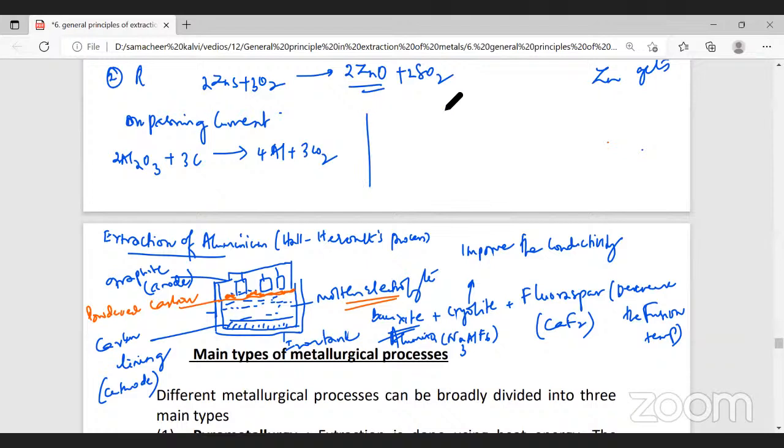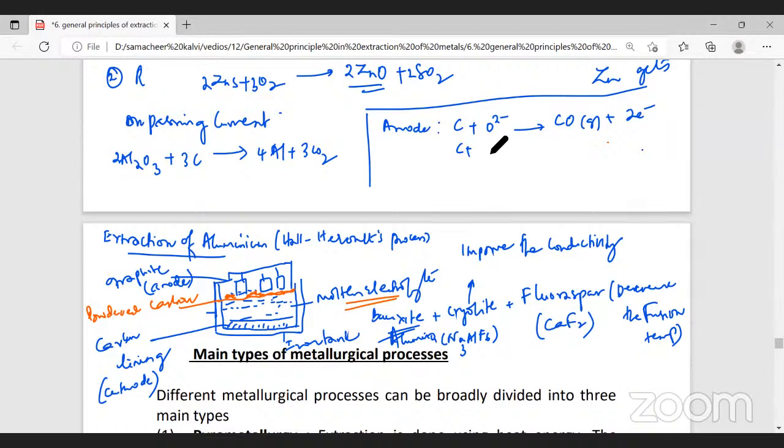But what happens in the stepwise reaction at the anode? The anode is graphite, and graphite is made of carbon. Oxide ions move to the anode and react with carbon to form carbon monoxide, a gas, giving 2 electrons. And this carbon monoxide again reacts with more oxide ions to form carbon dioxide, giving 4 electrons. At the anode, carbon dioxide gas is liberated.